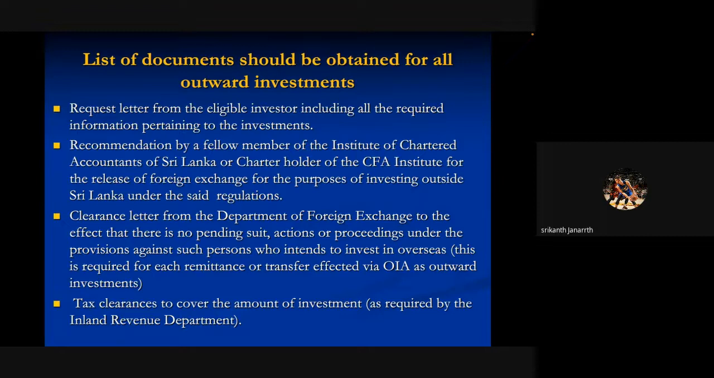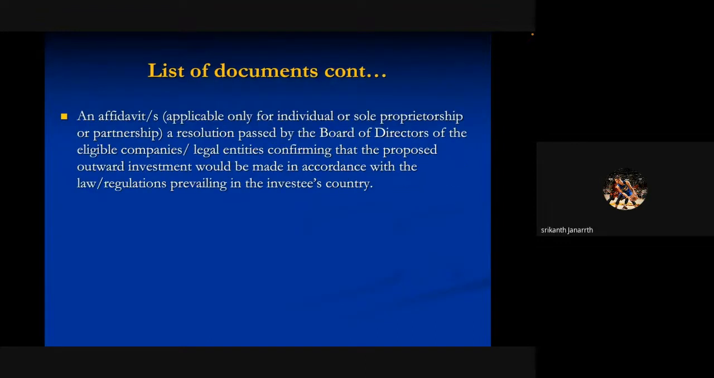So now you know, recommendation from a chartered accountant, clearance letter from a central bank, tax clearance, and an affidavit. Applicable to an individual or sole proprietor, or maybe a resolution passed by the board of directors of the eligible company or legal entity. That is, that they are aware of the terms and conditions before they make the outward remittances. They know the law of the country. They know the prevailing regulation in the country. They know what the OIA direction says. So they are giving an affidavit.